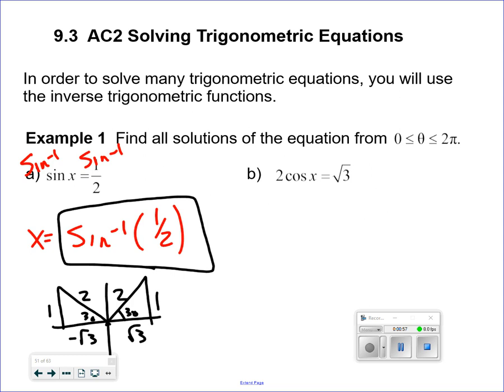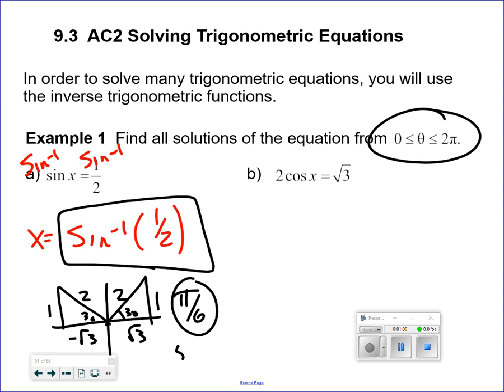And because our restraints are from 0 to 2 pi, we're going to get two answers here. We're talking about pi over 6. Every 30 degrees is a sixth. And then we're talking about 5 pi over 6 in the second quadrant there. Your calculator, if you did this, only gives you one answer. If you typed in inverse sine of a half, it would say 30, which is pi over 6. The trouble is it's not going to give you the other one, which is 5 pi over 6.